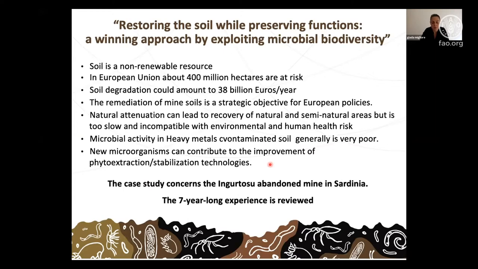Metals-contaminated environments show a low microbial activity and reduce the soil functions. The discovery of new microorganisms, heavy metal resistant and able to promote plant growth, may improve phytoremediation technologies for contaminated sites. Here I want to present the bacterial-assisted phytoremediation performed in the abandoned mine of Ingurtoso in Sardinia and the monitoring activity carried out for 7 years.